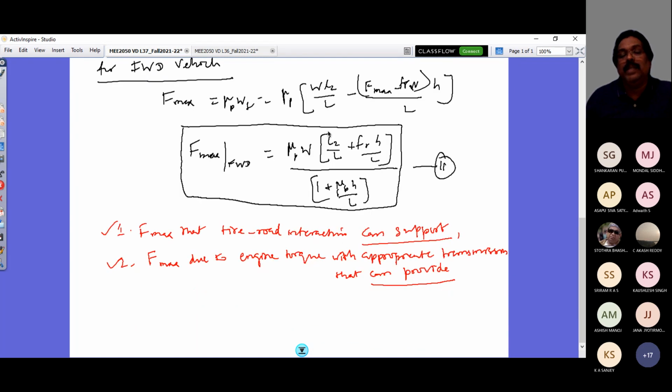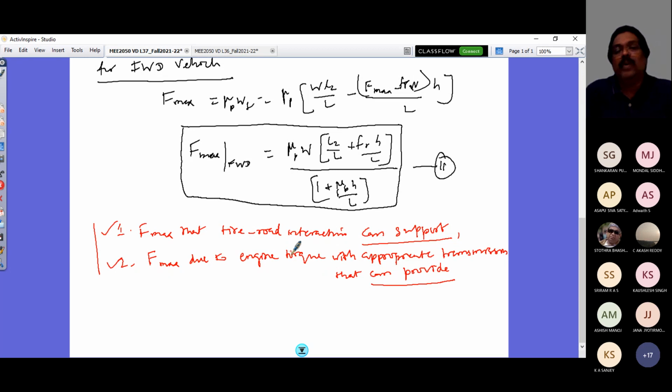When I say performance potential, that is essentially to accelerate your vehicle, to decelerate or brake the vehicle, or to negotiate the grade of your road surface. So what can be deciding? That is the question now. The smaller of these two would decide the performance potential. So is the tire-road interaction always going to be smaller than the engine torque, or vice versa? That is not so.